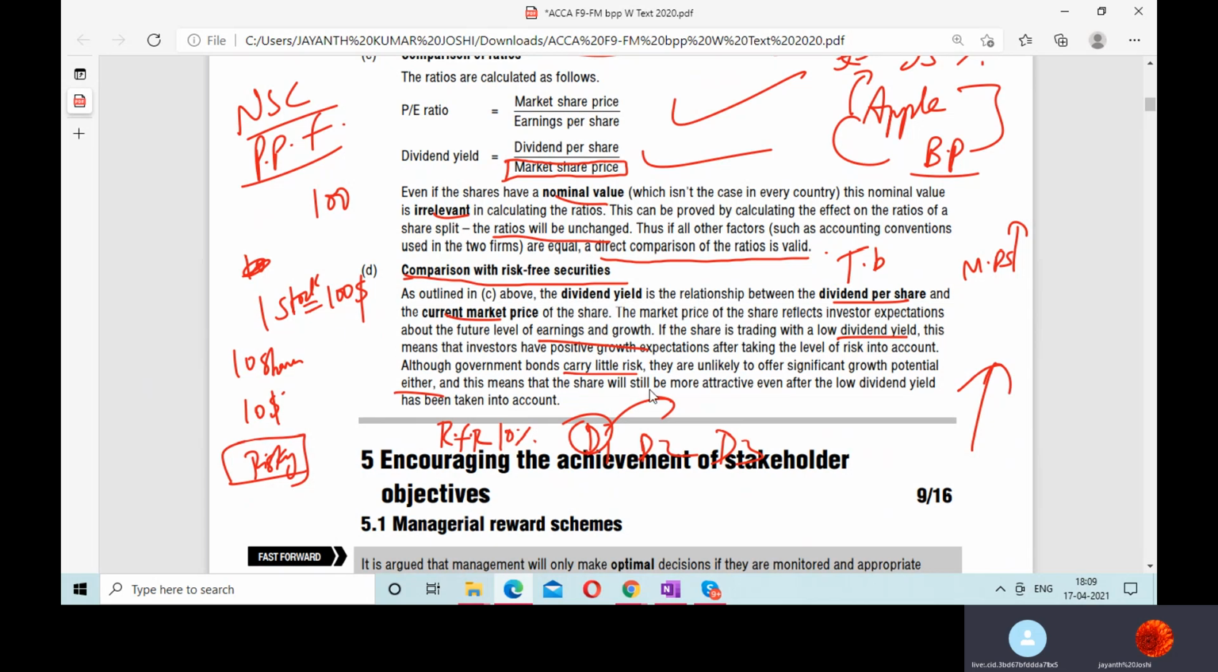And this means that the share will still be more attractive even after the low dividend yield has been taken into account. Even though we get less dividends, shares are more attractive to investors. Why? Because we are hungry for returns.